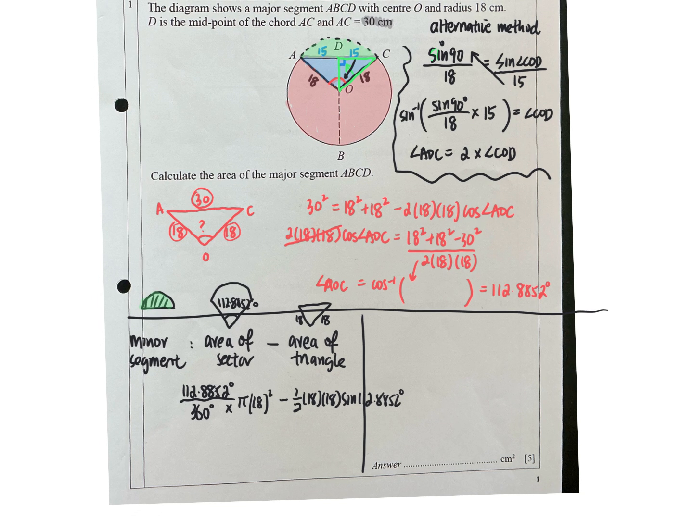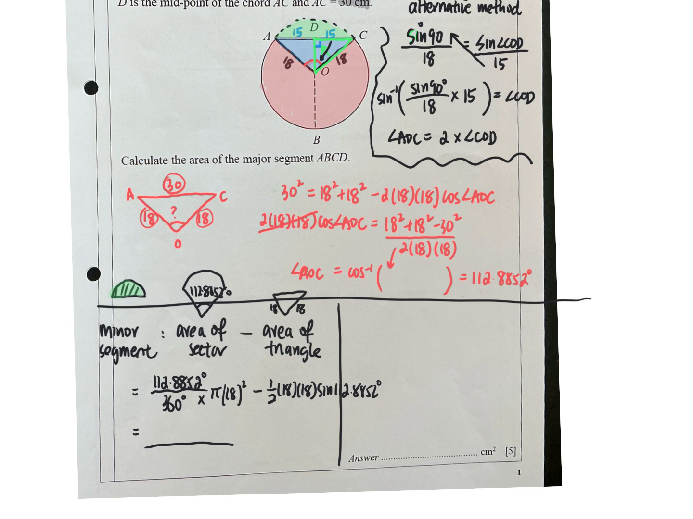Those of you who found this, what do you get for the minor segment? Who found the minor segment? What's the area? Some of you did. Nura, you have, huh? Do you have the area of the minor segment? What is it?